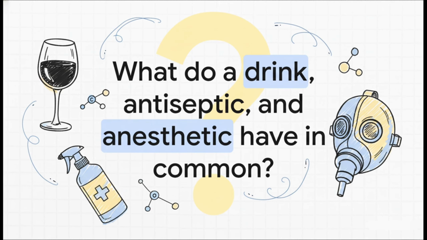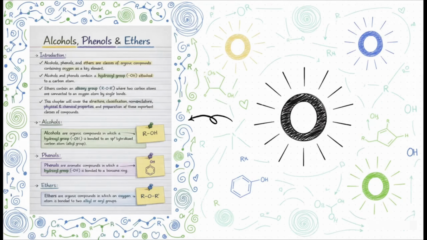So, to get us started, here's a little riddle for you. Think about a glass of wine, an antiseptic you'd spray on a cut, and one of those old-timey anesthetics you see in the movies. I mean, they seem totally different, right? But believe it or not, chemically, they're all related. They share a kind of secret identity. And the answer is oxygen. Yep. All three are what we call organic compounds. But the thing that truly defines them, their family trait, is the oxygen atom and exactly how it's hooked up to everything else. It's really the heart of the whole family.